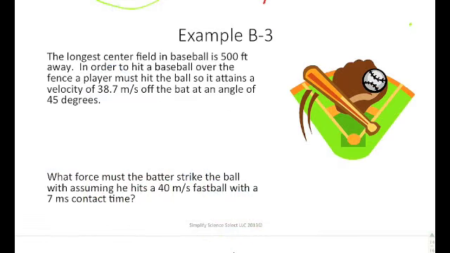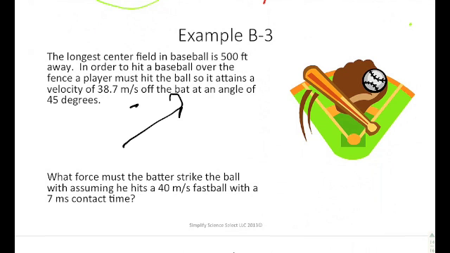It's pretty tough, so if you did not use trig whenever you were talking about projectile motions, and I mean sines and cosines, you might want to skip this one and talk to your teacher about it a little bit later, but let's go ahead and go through it. It says that in order to hit a baseball over a fence, a player must hit it at 38.7 meters per second. So let's go ahead and draw that out.